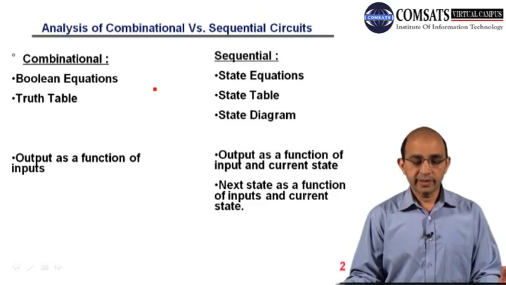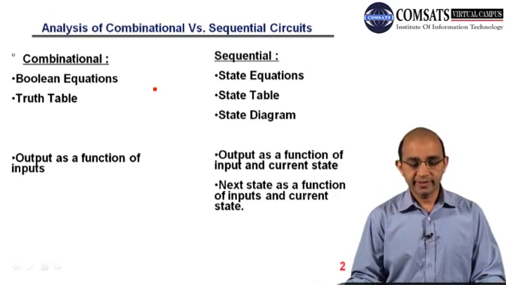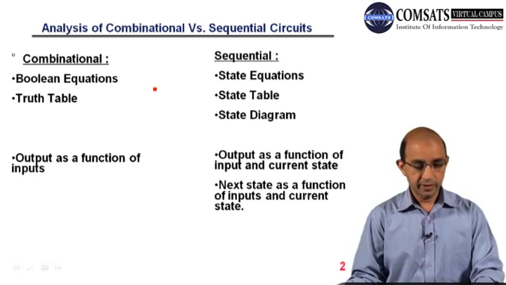On the other side, in sequential analysis or sequential logic, we have state equations, state tables, and state diagrams. Output can be a function of input and the current state. We also have the next state, which is basically a function of input and current state. So this is a sort of comparison when we talk about analysis regarding the combinational and the sequential circuit. We have to keep this in mind whenever we are performing analysis.